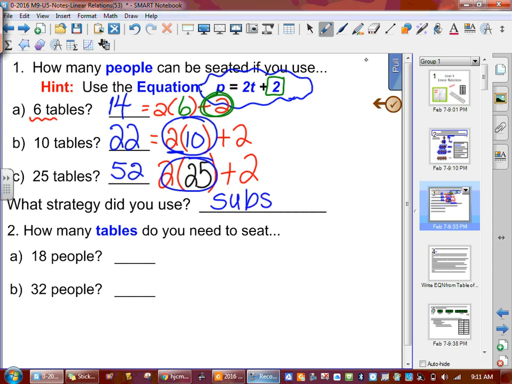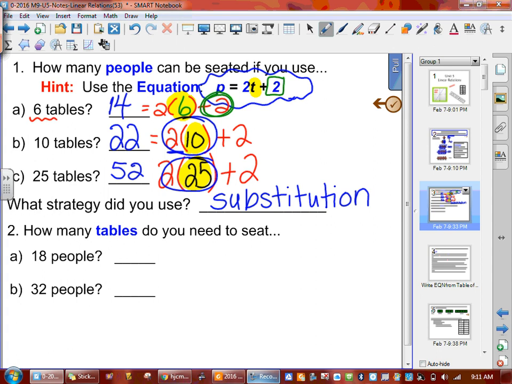Substitution. So we substituted the number where the variable was in the equation. Where the T number was, I put the table number. Okay, that's what we did. That's why we've got brackets in these places, because that's where the T number was. Whenever I had a T number, I put it in brackets beside who we multiplied.